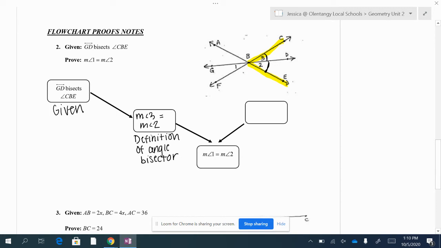Oh, measure of angle 3 and angle 1 are vertical. So we can go ahead and say the measure of angle 3 is equal to measure of angle 1. Again, angles 1 and 3 are vertical angles, so they have to have the same degree measure. So that is going to be the definition of vertical angles.